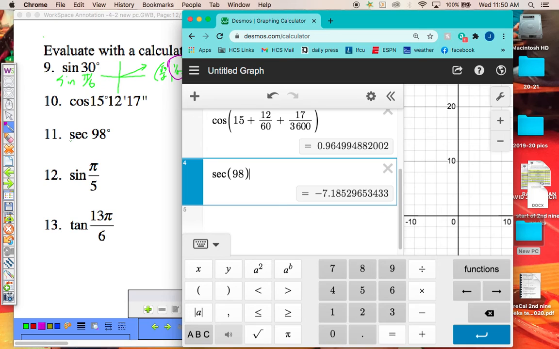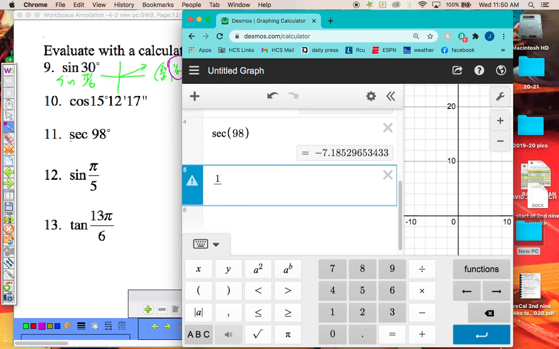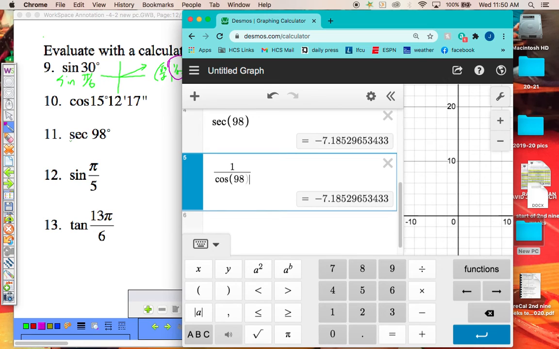All right, if you're on a calculator, and at some point we're probably going to have to be able to do this on a calculator, we have talked about the secant being the reciprocal of cosine. So the secant of 98 degrees is the same as 1 divided by the cosine of 98. And I get the same answer. So if you do not have a secant button on your calculator, you don't have access to Desmos, to find the secant, we're going to do the reciprocal of cosine. So I'm going to do 1 over the cosine of 98. If I wanted cosecant, it would be 1 over the sine. Cotangent would be 1 over the tangent of that value.